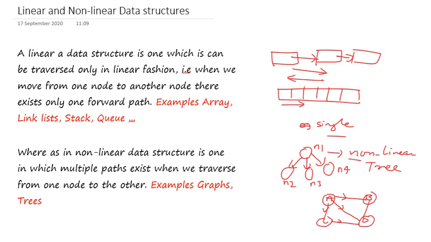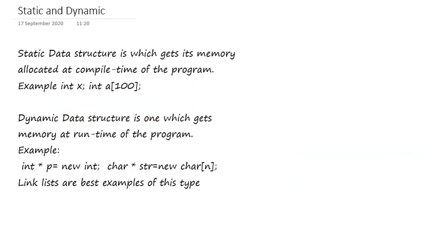Based on the way we traverse, we define linear and non-linear. If we have only one path in which we can traverse from the first to the last node, that is linear. When we have multiple paths through which we can reach from start to end, then that is a non-linear data structure. I guess it is clear to you guys. The examples of non-linear are graphs and trees. Let's see the next type, static and dynamic.